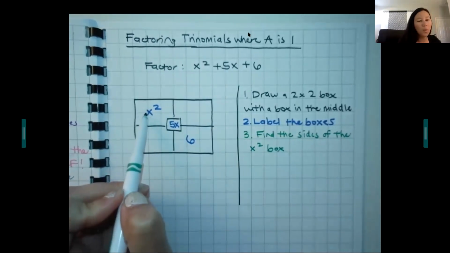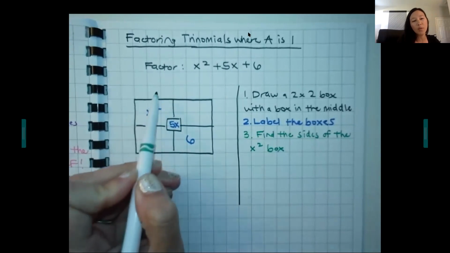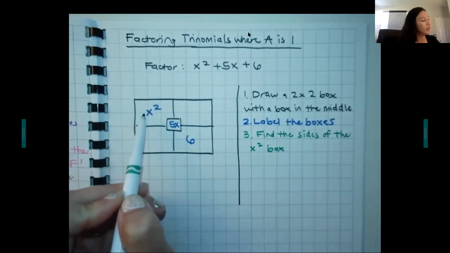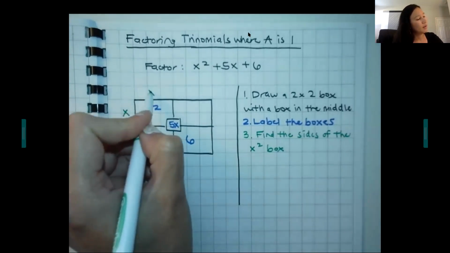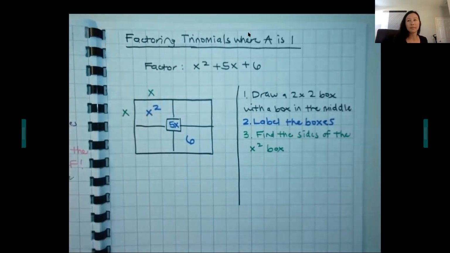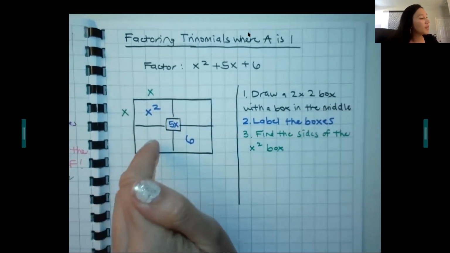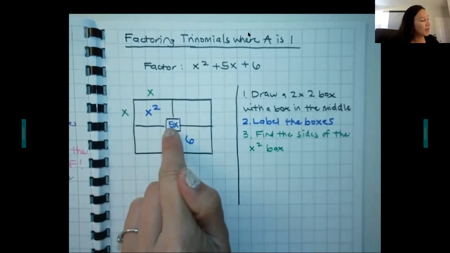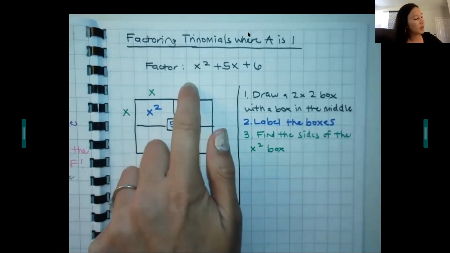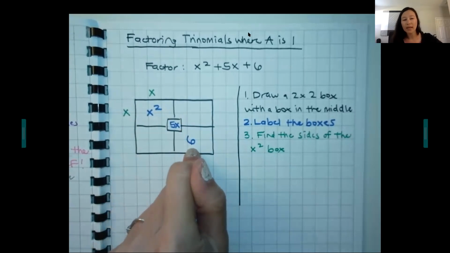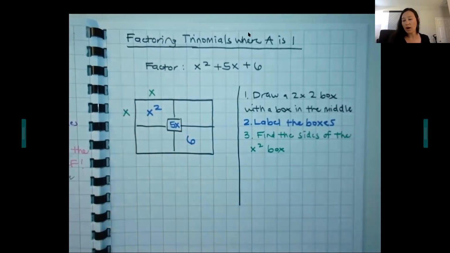So the next step is we're going to find the sides of the top left. So we're asking ourselves, what 2 numbers or variables multiply to give us x squared? X times x. Then to figure out these, remember these 2 boxes have to add to 5x. And then this number times this number has to multiply to 6. So we are going to find the other 2 sides by asking ourselves what multiplies to 6 and adds to 5.